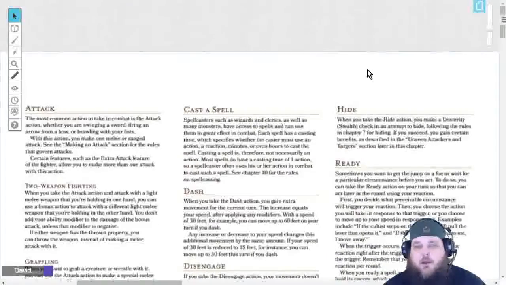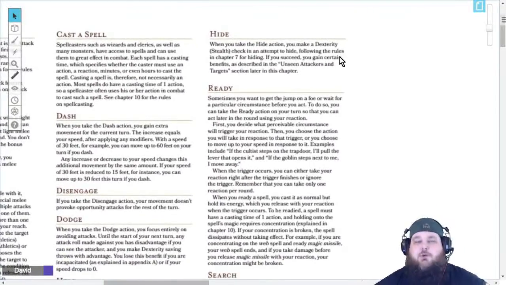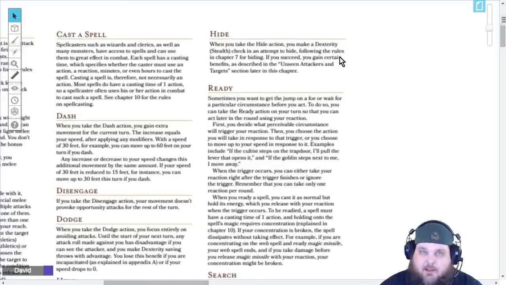Really nice. So let's go ahead and go to hide next. There's a huge bit of confusion with the hide action. When you take the hide action, you will make a Dexterity stealth check in an attempt to hide, following the rules in Chapter 7 for hiding. We're not going to go over the rules for Chapter 7 hiding, because we could literally spend an entire 15 minutes talking about stealth, hiding, and invisibility. Like I said, there's a huge misconception with what hiding or stealth does in D&D 5e.